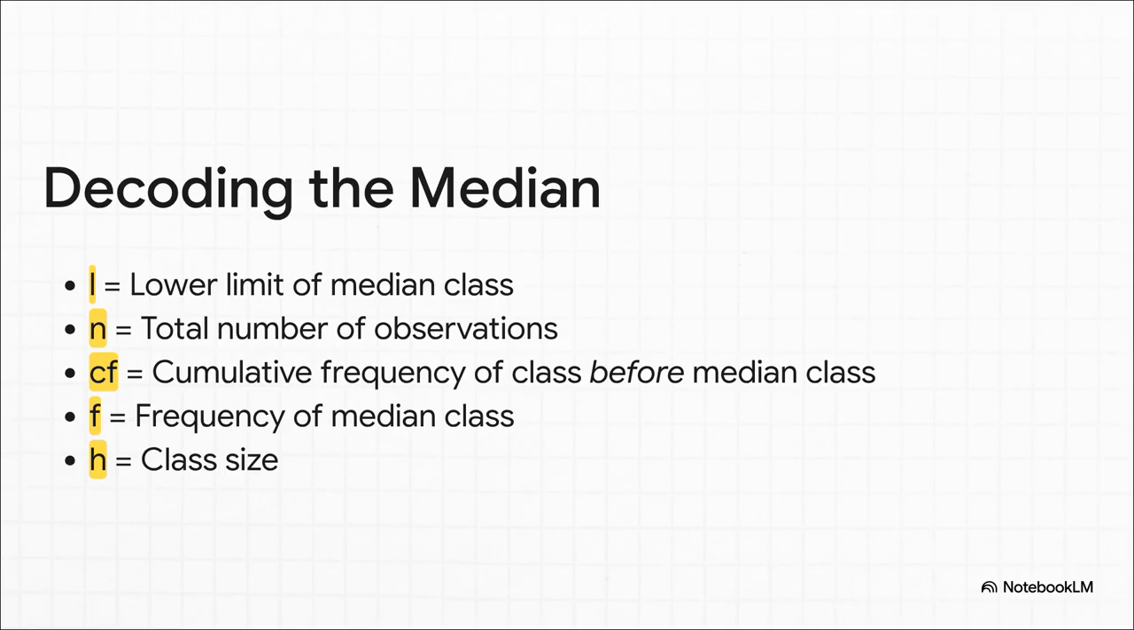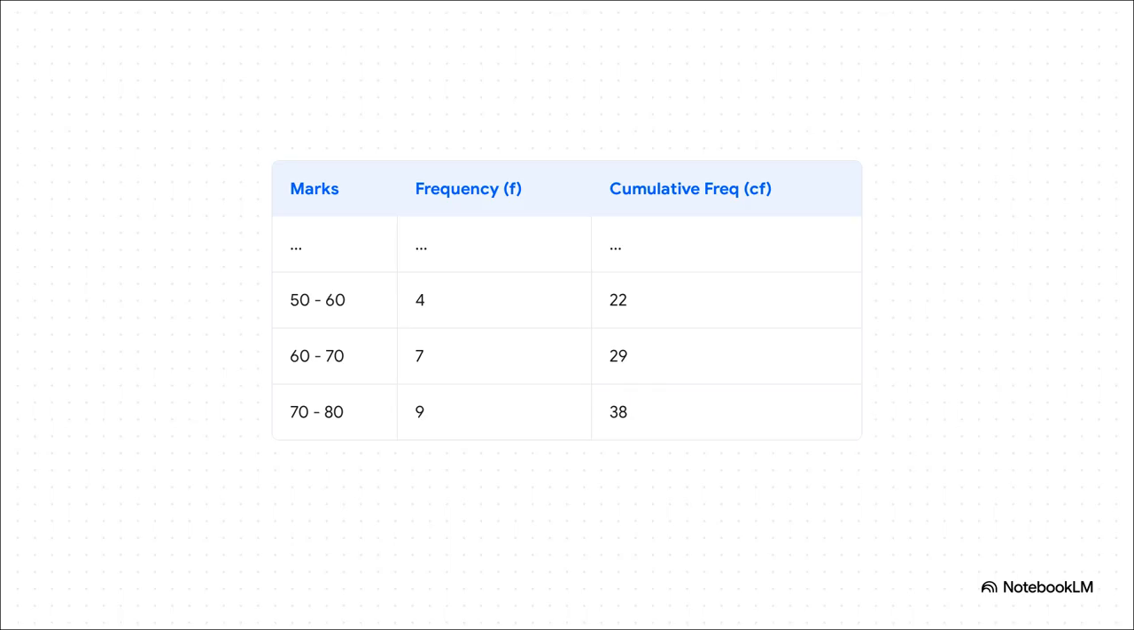Got it? Great! So, how do we find this median class? First, we calculate n divided by 2. In this example, we have 53 students, so n over 2 is 26.5. Now we just look at our CF column and find the first value that is just bigger than 26.5.